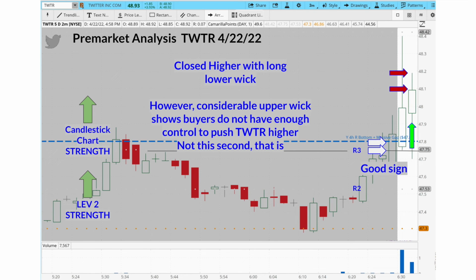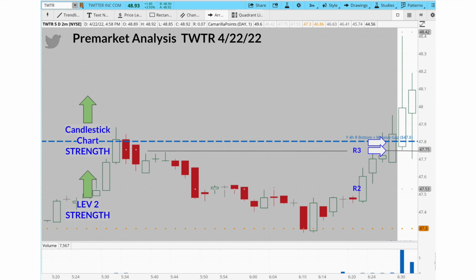So at least it's showing that the buyers don't have enough control to push Twitter higher, at least not at this second, that is. So we wait once again. All right.